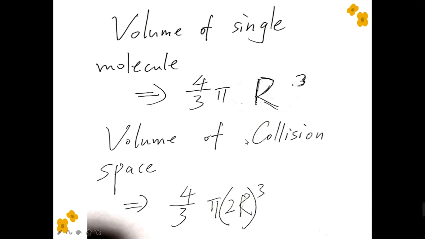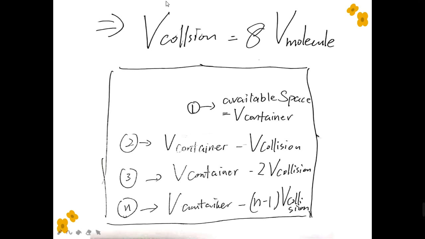Because what I draw is a circle, but in the world, a gas molecule is a sphere, so I use the sphere volume here. So from these two molecules, we get V collision is equal to 8 V molecule. And another example is also a closed container, and the available space for the first molecule is equal to V container, because the first molecule can choose any space to exist in the container. However, the second molecule has only available space V container minus V collision.